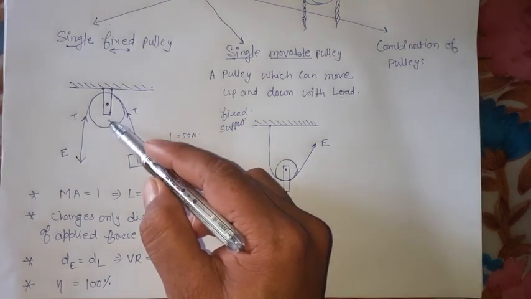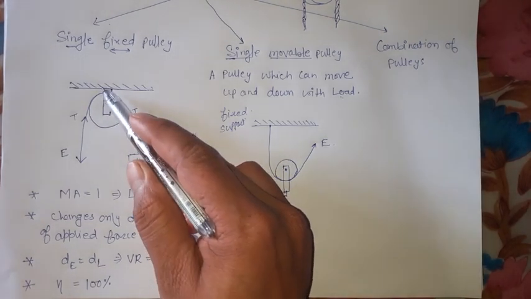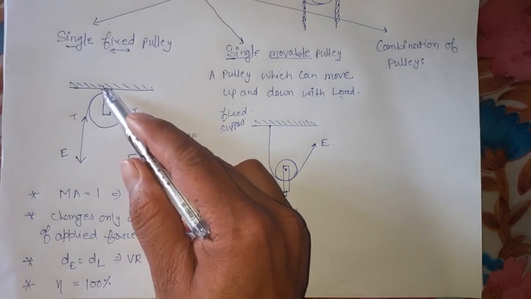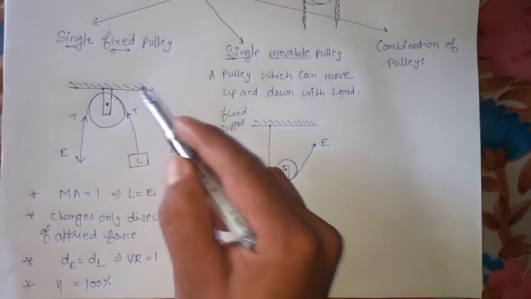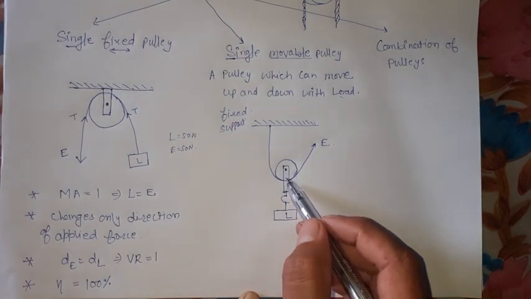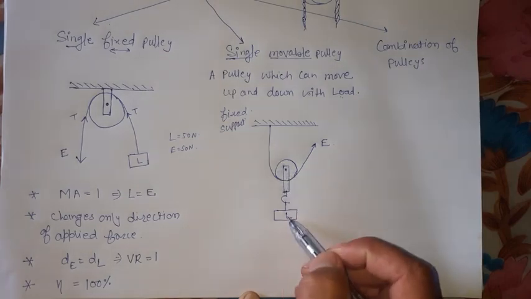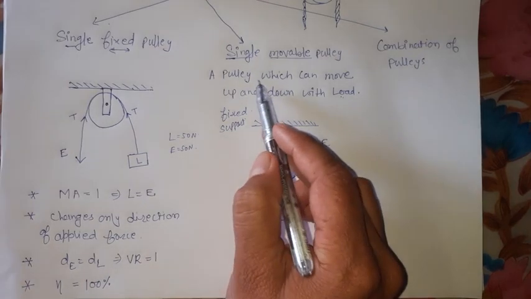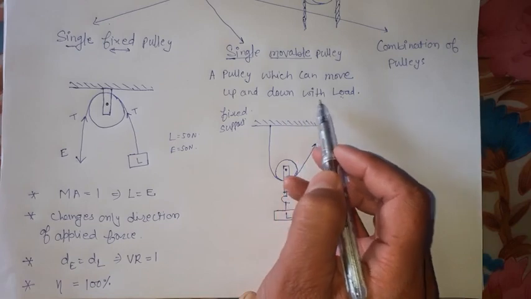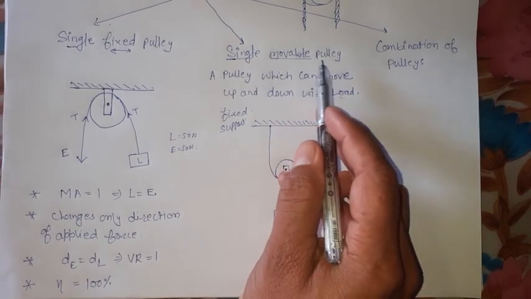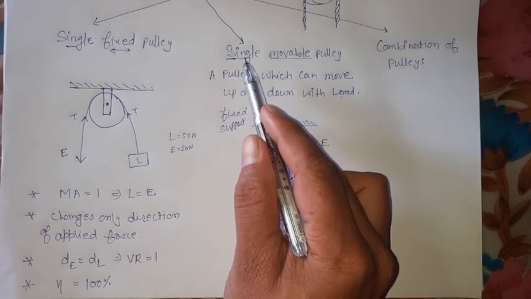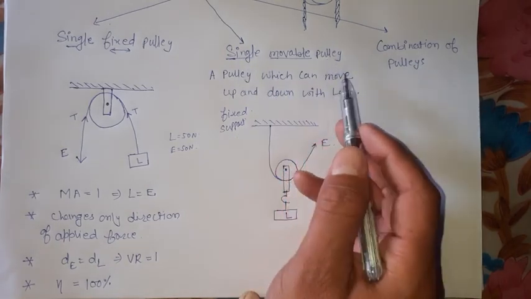In our previous case we said that the block was fixed with the support. But over here this block is movable. It is attached with the load. Okay, so a pulley which can move up and down with the load is a movable pulley, and we are using only a single one, so it is a single movable pulley.